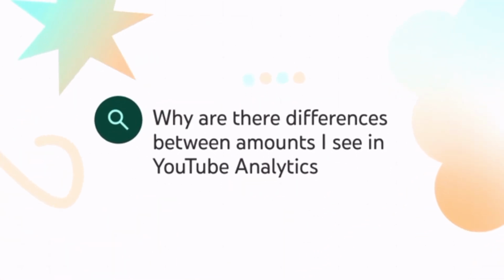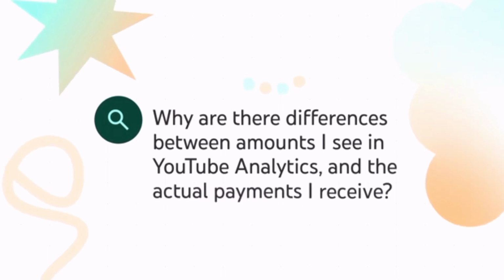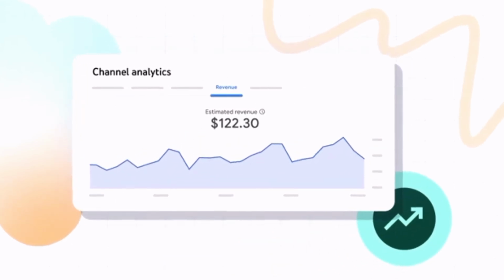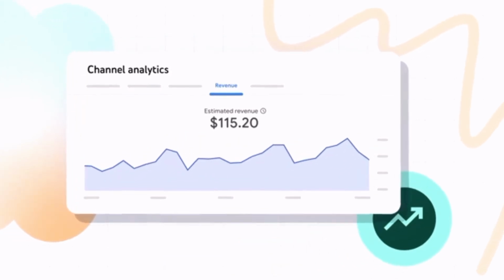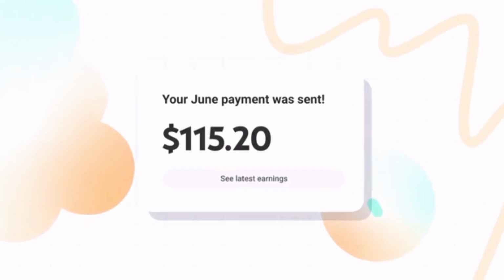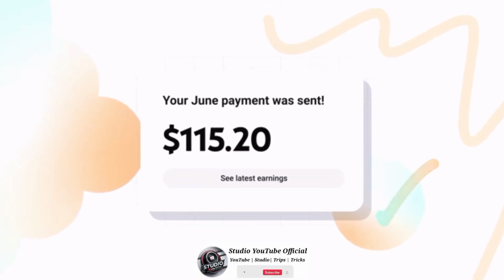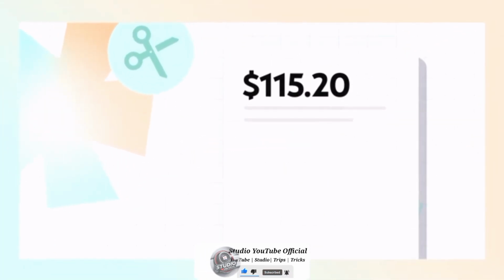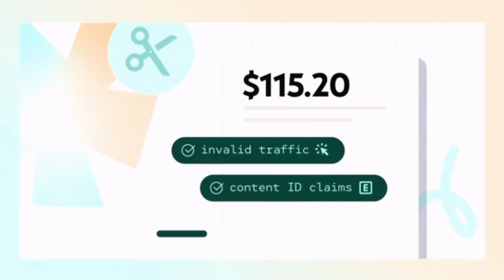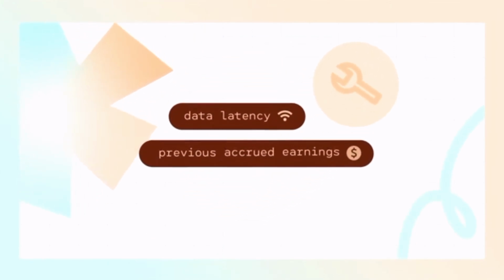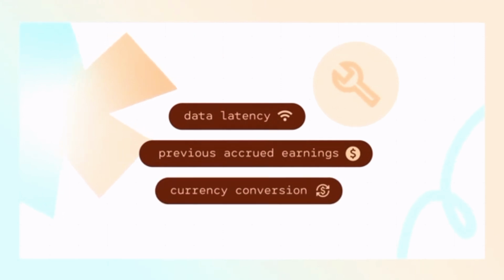Why are there differences between the amounts I see in YouTube Analytics and the actual payments I receive? Revenue shown in YouTube Analytics is an estimate and will fluctuate throughout the month based on your channel activity and as we make adjustments. Payments are the actual amount we pay out after deductions and taxes. Once a payment is issued, that is the official amount. You'll see this amount in the Studio mobile app or in AdSense for YouTube. And it's been adjusted for things like invalid traffic, content ID claims, taxes, and other billing adjustments. You may also see differences due to data latency, accrued earnings from previous months, or currency conversion rates and when the rate is applied if you're a creator that isn't paid in USD.